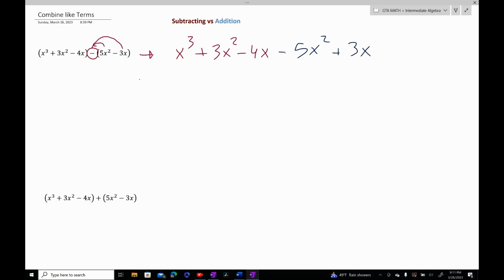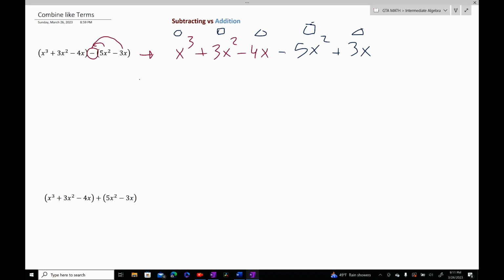When I combine like terms, I like to create symbols so that it's easier to distinguish what's going on. So for the x cubed, I'm going to make these circles. Looks like we only got one. For x squared, I'm going to make these squares. We got two of those. And then with our x terms, I'm going to put a triangle here.